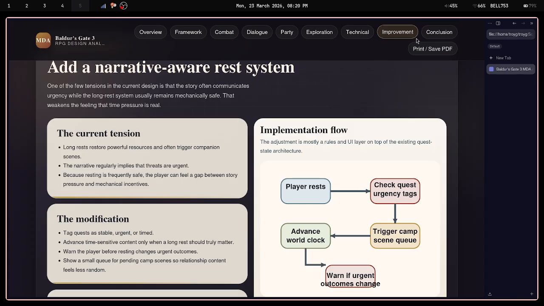Before resting, the game could give a warning if an urgent outcome might change. I would also add a small cue to show when the companion camp scenes are waiting, so players don't feel like they need to rest repeatedly just to avoid missing relationship content.